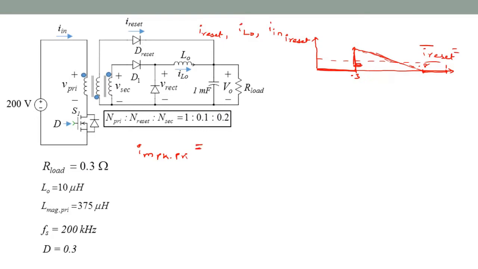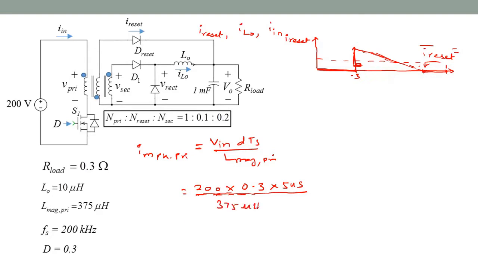So this is just the primary inductance being applied the primary voltage. During the on interval, the voltage is 200, so it is V in D Ts over L mag, referred to the primary side. So V in is 200, D is 0.3, that is given, Ts is 5 microseconds for 200 kilohertz, and L mag primary is 375 microhenry, resulting in I mag peak on the primary side of 0.8 amps.